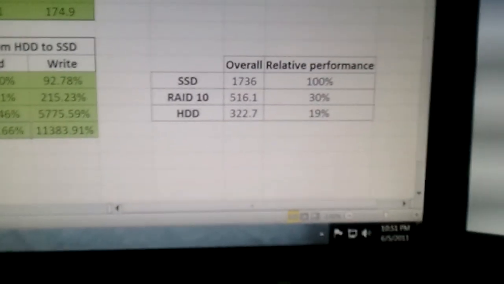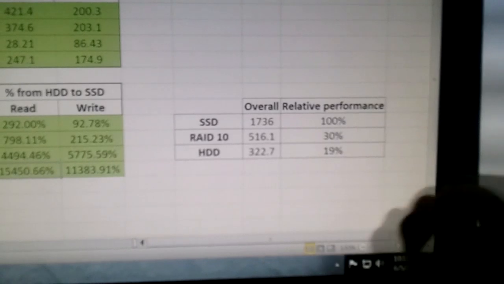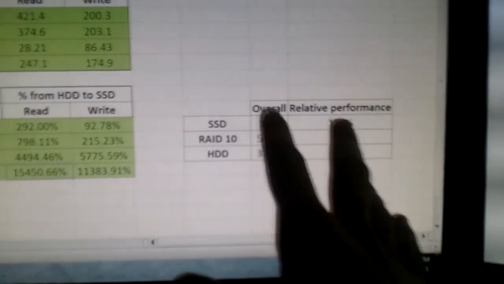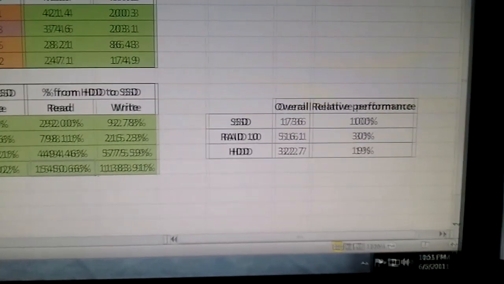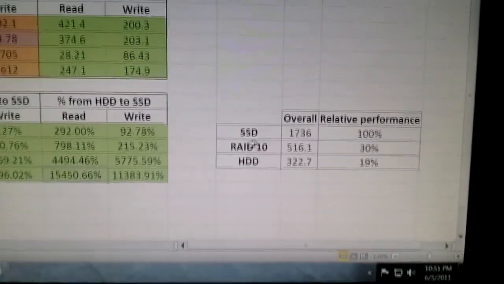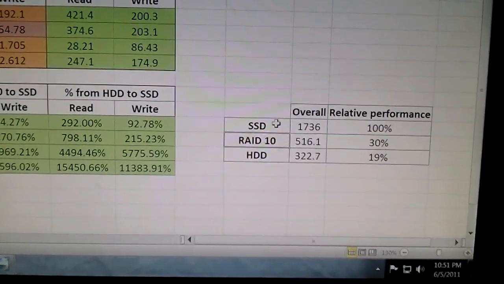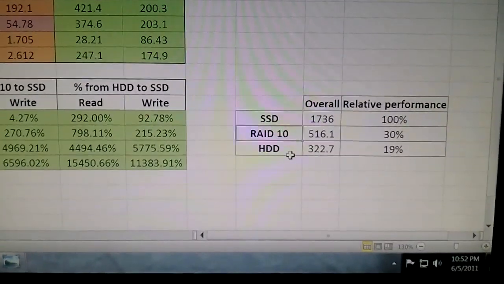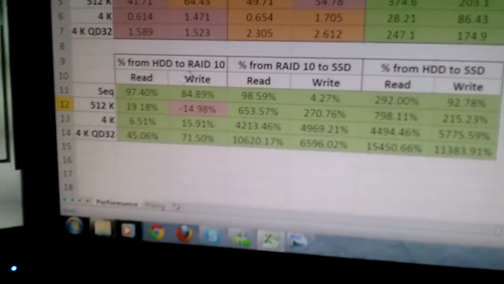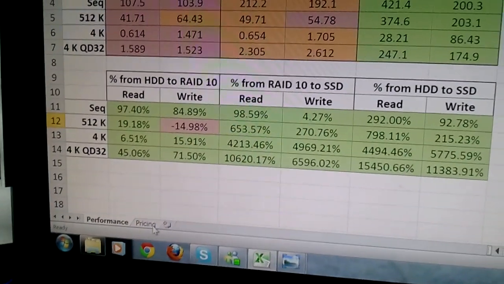So if SSD is 100, RAID is 30, and HDD is 19. And we're all speaking about RAID 10. RAID 0 performs much, much better. Don't forget that. But still not in random reads and writes.